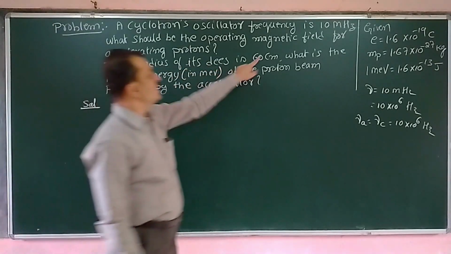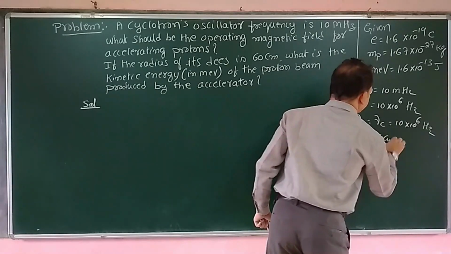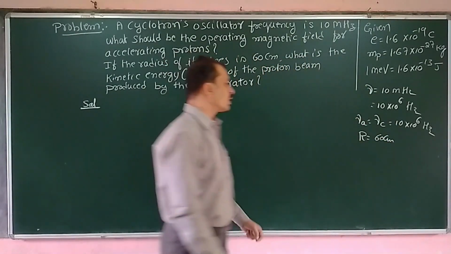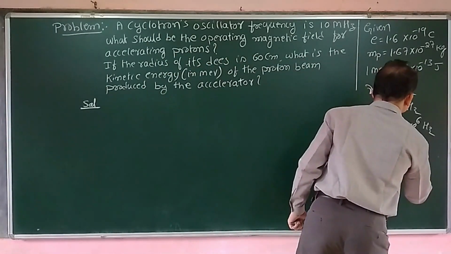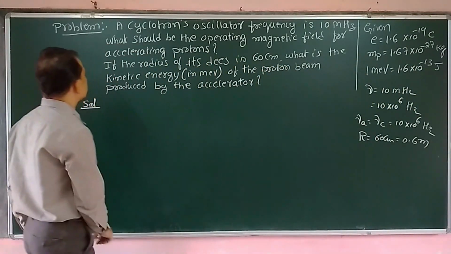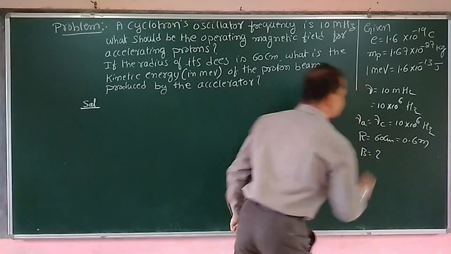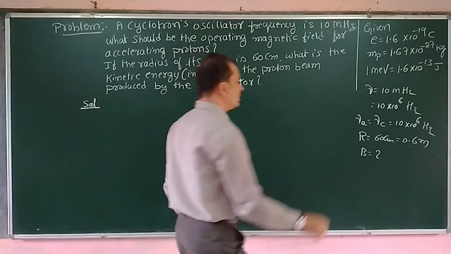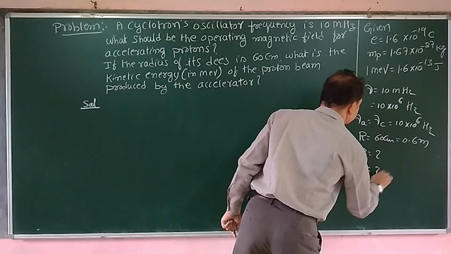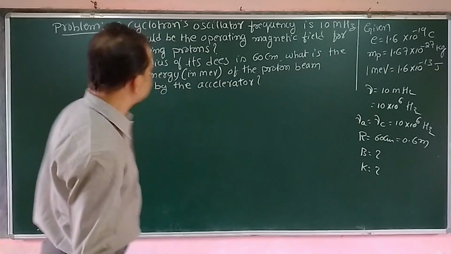And the radius of the dee is given, capital R. Radius of the dee is 60 centimeter. Converting to meter, it becomes 0.6 meter. Now what are we going to calculate? First we have to calculate the magnitude of the magnetic field and the kinetic energy. We have to find out the kinetic energy.